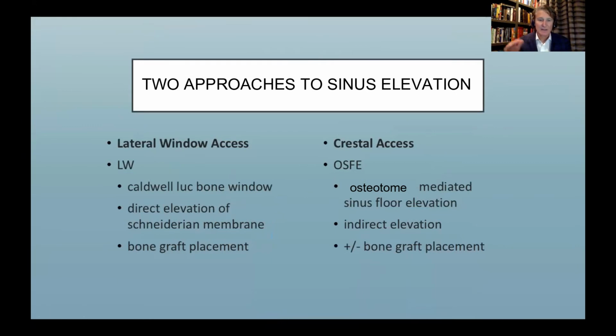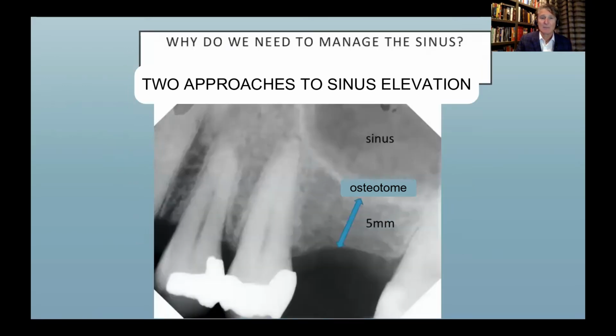So there's two ways of getting the bone elevated back when the bone is missing. One is to open the sideways access of the sinus. So you're coming in the side, and that's called the lateral window access. Technically, it's a Caldwell-Luc procedure. It allows us visually direct elevation of the membrane, and it requires some form of bone graft placement. The other way is a crestal approach, where you're coming from where the teeth were and just pushing up, and that's called osteotome-mediated sinus floor elevation, or OSFE for short. And it's an indirect approach, and it doesn't always require graft replacement, which we'll talk about in further series here.